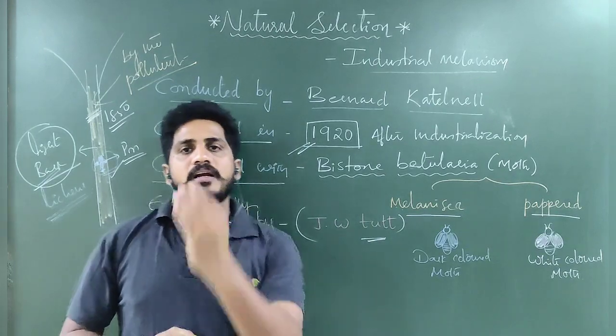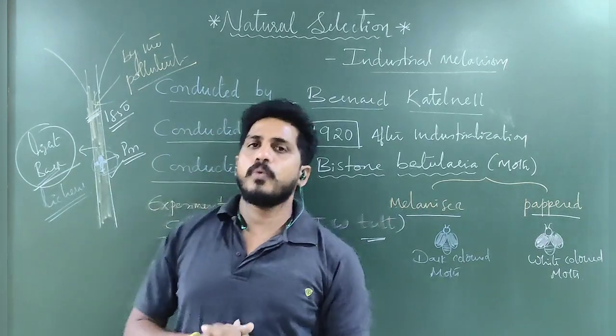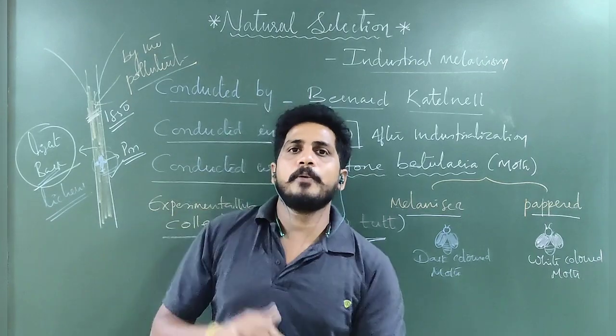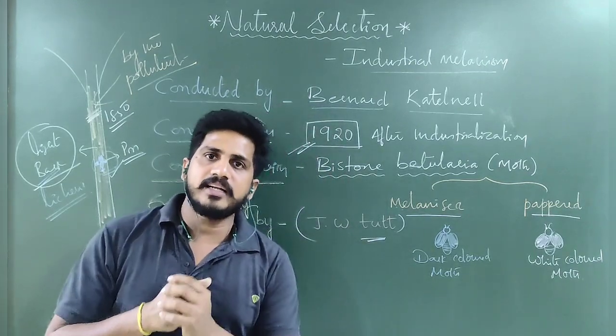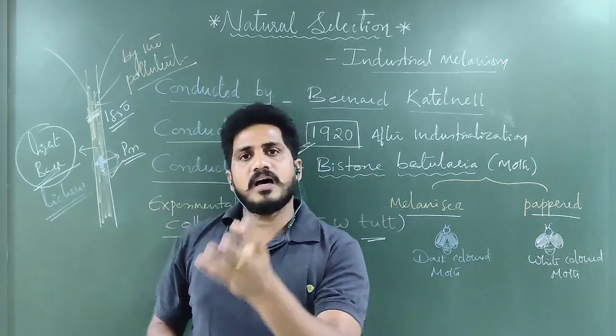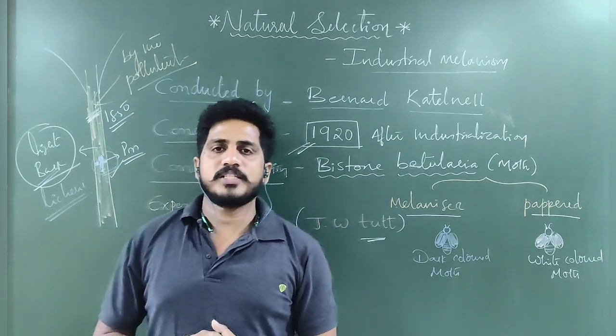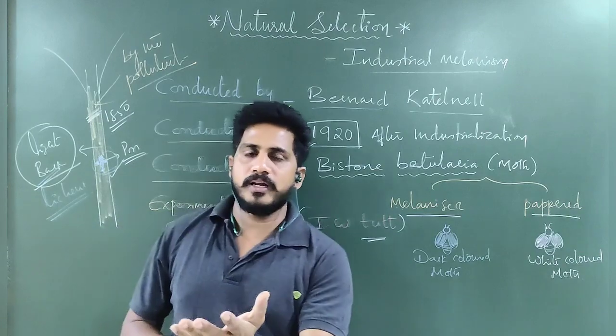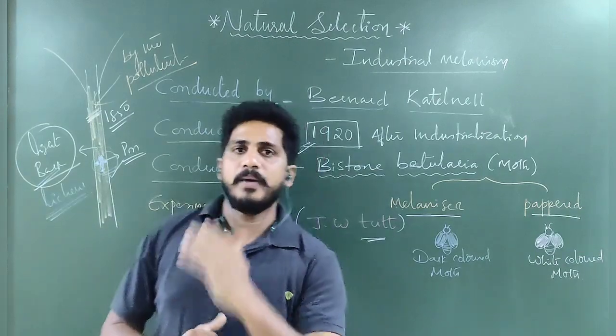This means here dark is turning into white. Why? Because there is no pollution. All the birds are light in color. To escape from the predators, few black moths become white. That's why the ratio becomes 3:1 of white to black.